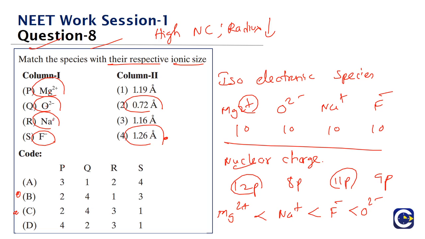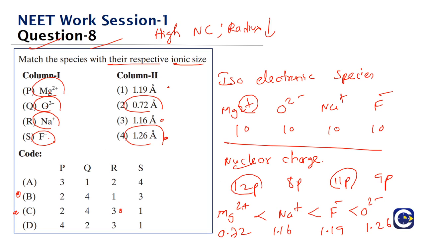Now next comes R. R is Na plus. This is 0.72, this is 1.26. Now what are the two values we have? 1.16 and 1.19. Mg2 plus will be the least, then Na plus, then F minus, then O2 minus. So Na plus is 1.16, which means R should be matched to 3. R is matched to 3, and S is matched to 1.